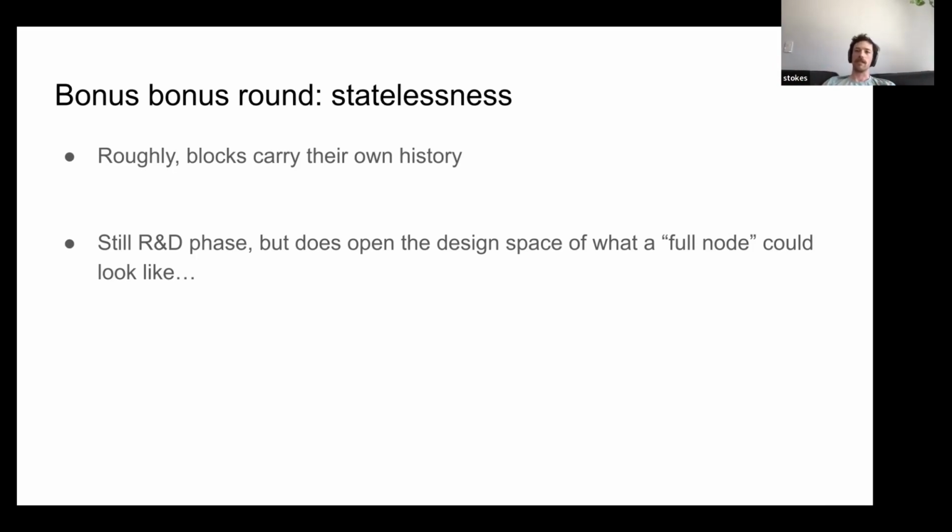And so similarly, it pairs well with this notion of getting rid of old history, because the blocks will just provide what they need. And again, this is still very much in the R&D phase, but it does change what's possible with the full node. So yeah, another thing to keep on the horizon.